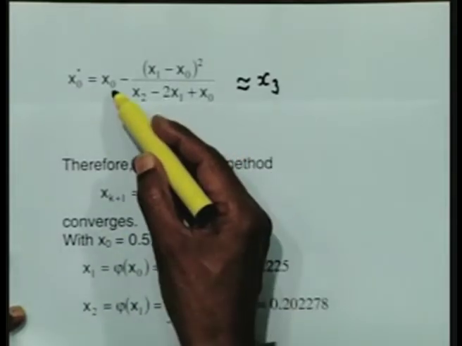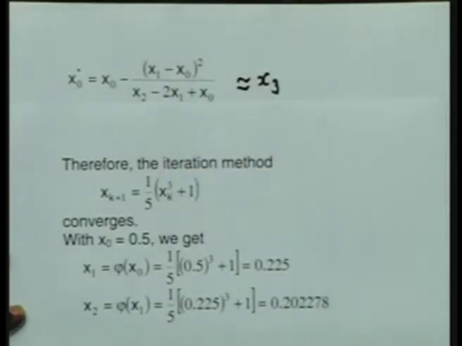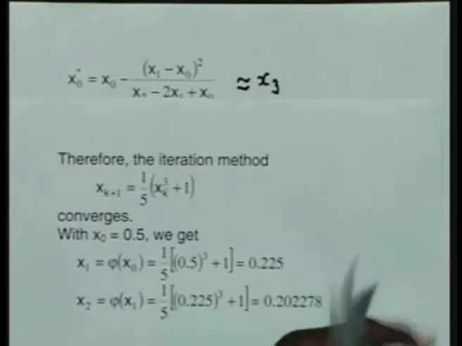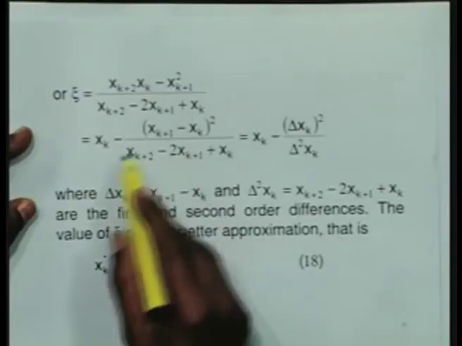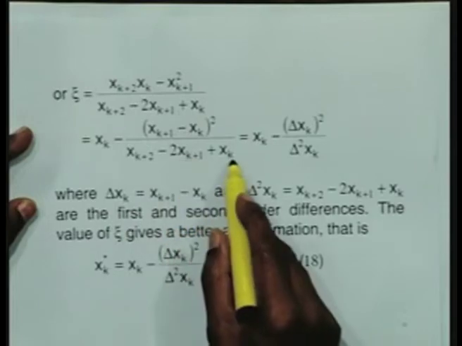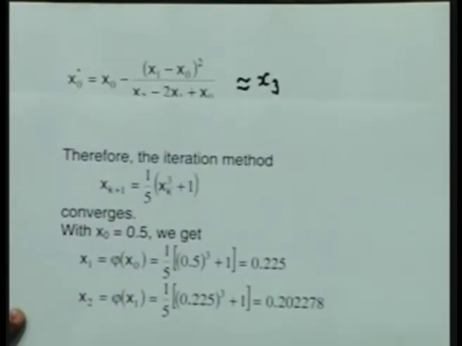x3 will be x0 minus, if you just go backwards and write down, substituting k is equal to 0, x0, (x1 minus x0) whole squared over (x2 minus 2x1 plus x0). So that is what I had written here.